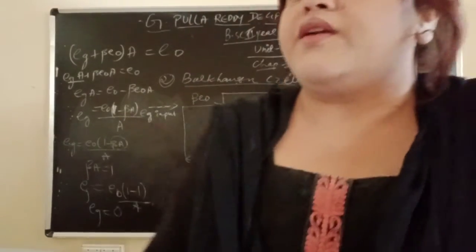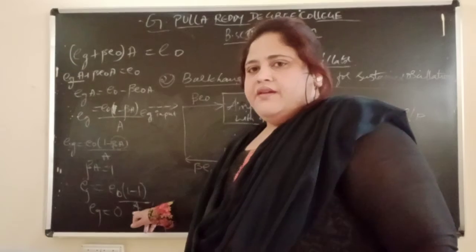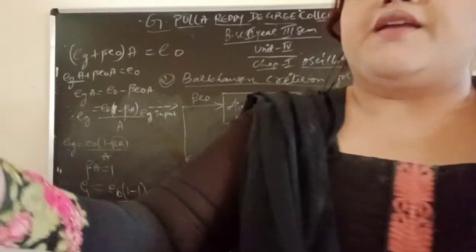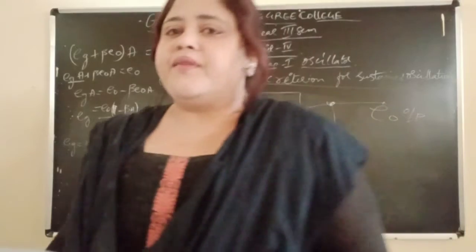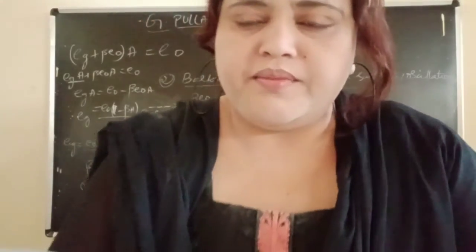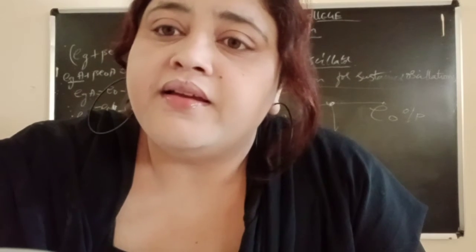And here, at this condition, the input is becoming 0. Beta A equal to 1 means the input is becoming 0, and at this condition the sustained oscillation condition is satisfied. What is sustained oscillation? Sustained oscillation means 180 degrees plus 180 degrees, that is equal to 360 degrees. Then only the output of the oscillator will be in the form of a sine wave.